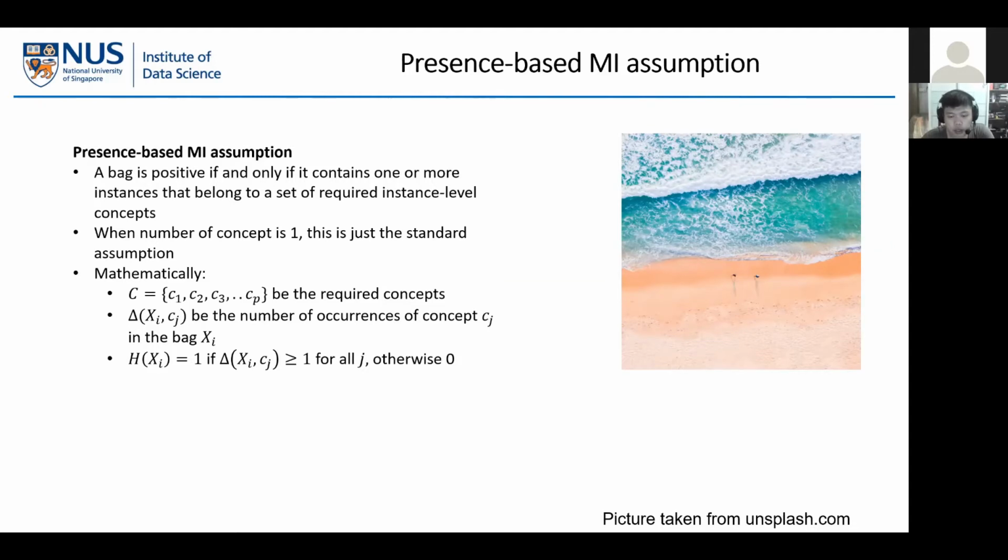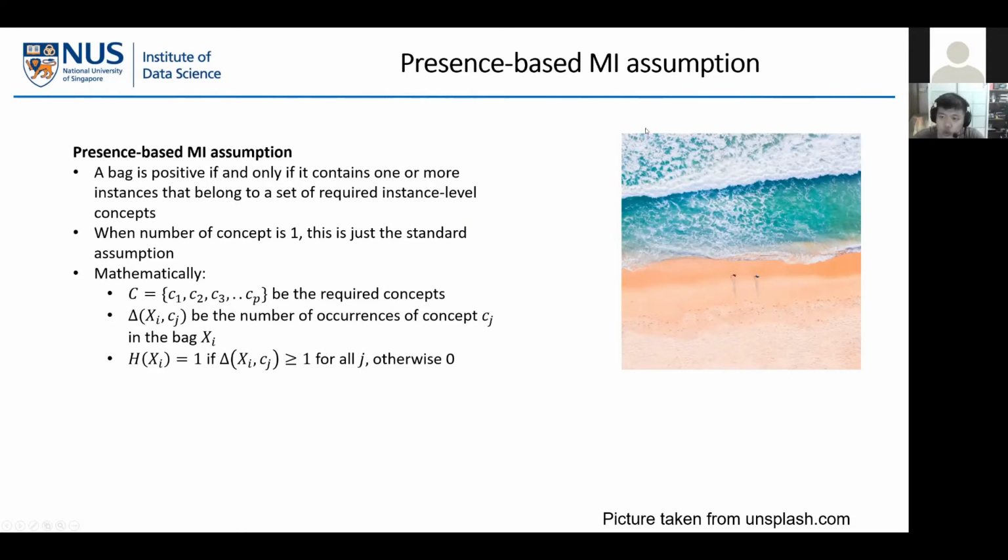So in here we can introduce some other assumptions to classify this problem. We have this thing called the presence-based multiple instance assumption. The difference between this and the standard assumption is that we can think of a bag as positive, in this case a picture of a beach, if it contains one or more instances that belong to a set of required instance-level concepts. Meaning what? Mathematically, this just means that we have a set of concepts, then we try to classify each of the image patches as belonging to one concept. In this case, the concept is water or sand.